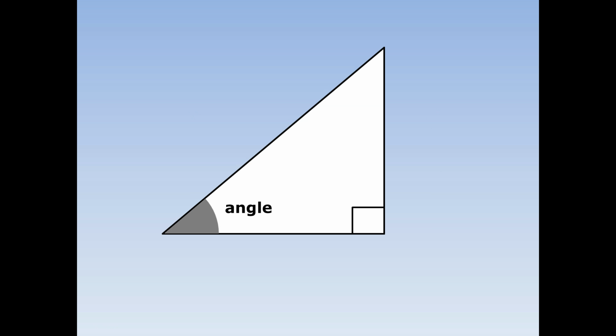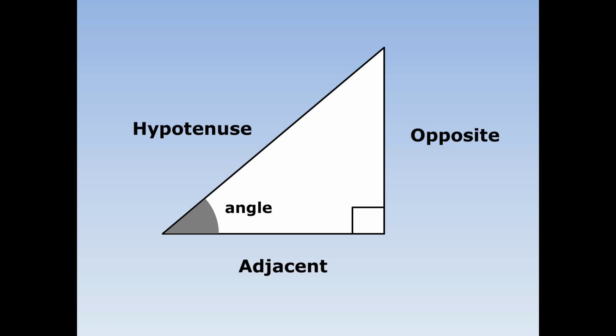This is the angle that we're talking about at the moment. This is the hypotenuse side. It's the opposite one to the right angle. It's always diagonal. This is the side that's opposite to the angle, and this is the adjacent side. It's the one next to the angle.